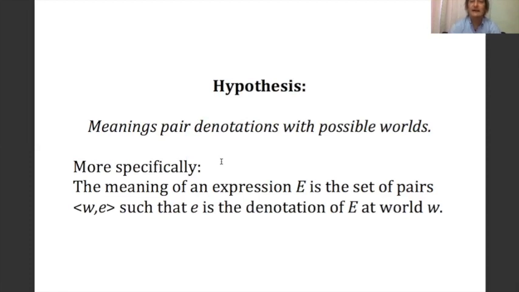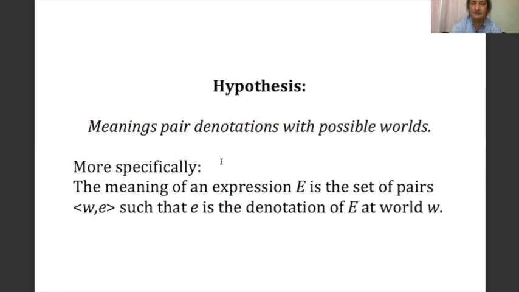Okay, now I'm going to use the letter W to refer to individual possible worlds. I'll use a capital E for an expression, and a small e for what that expression denotes, what its denotation is. Okay. Then we can say the following, that the meaning of an expression, capital E, is a set of pairs, W small e, such that the small e is the denotation of capital E at world W.